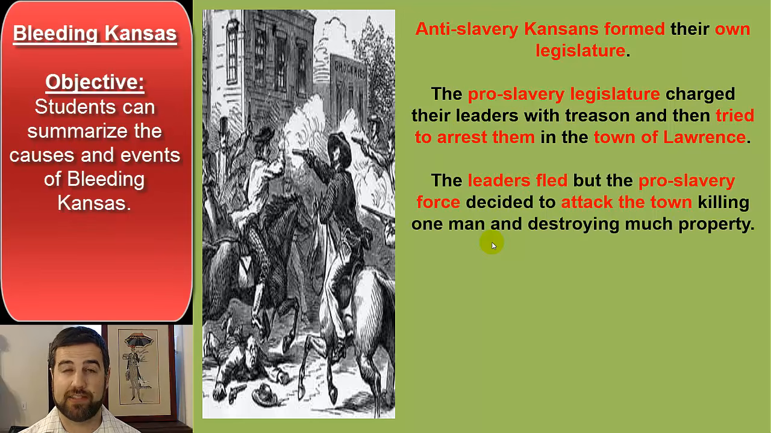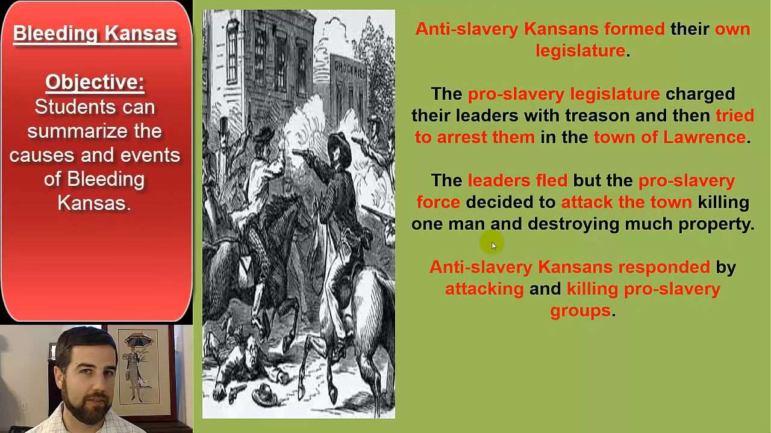And so the leaders of the anti-slavery government end up fleeing and running away, but the pro-slavery force decided to attack the town. One man's killed, hotels destroyed, and other buildings are set on fire and damaged. And in response, anti-slavery Kansans are now going to attack the pro-slavery groups, and there's just going to be bloodshed back and forth of people against and in favor of slavery killing one another in Kansas. And so when we look back, this is basically a preview, a mini civil war that's going on in Kansas. And this is what the rest of the American Civil War is going to end up looking like, Americans killing Americans for different reasons.